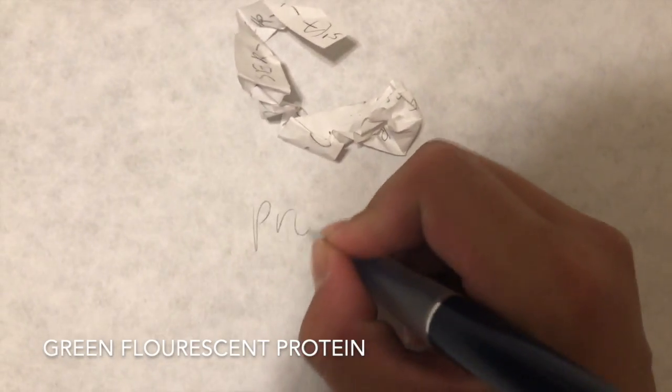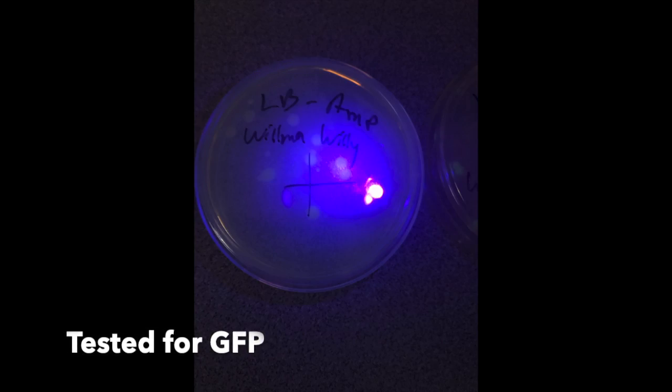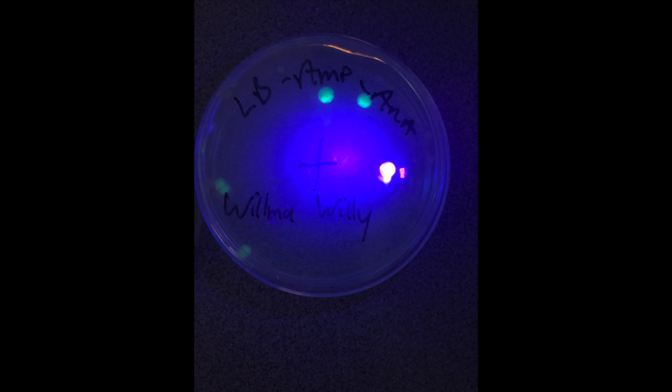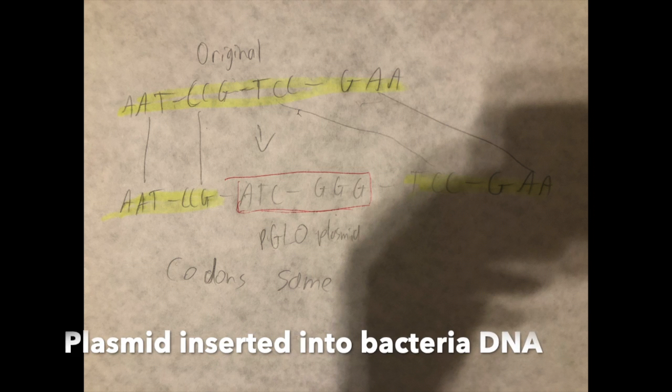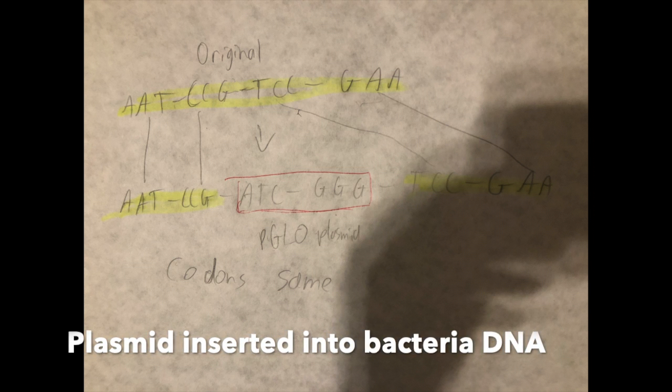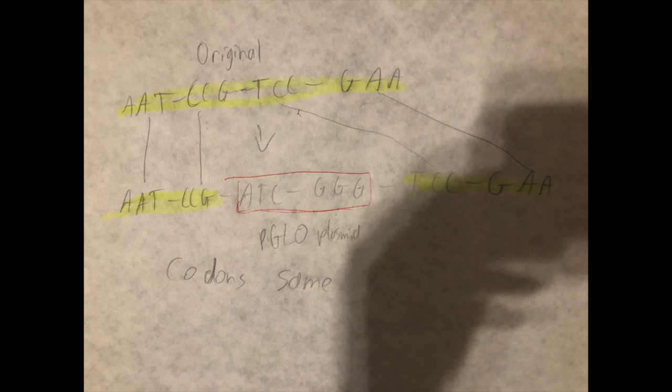The polypeptide chain is created and will be twisted and folded to be a functional protein. This protein is called GFP, or green fluorescent protein. Then after a few days, colonies of bacteria are visible and can be tested to see if they expressed the GFP protein. The introduction of the plasmid could be considered a frameshift mutation with no effect because it added a long strand of DNA to the nucleoid of the bacteria, but each codon was the same.